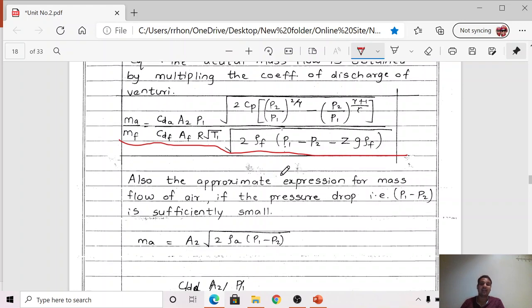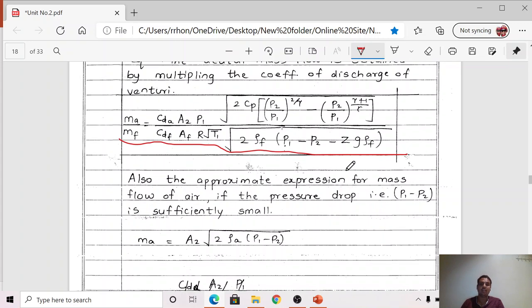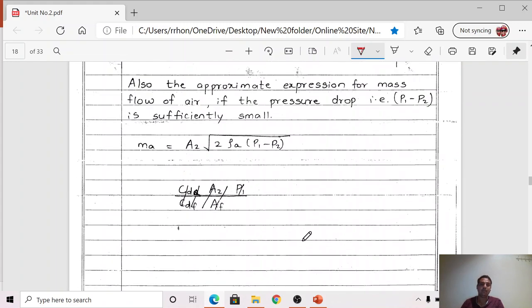So finally, the approximate expression for mass flow of air: if the pressure drop, that is P1 minus P2, is sufficiently small, then this equation becomes mass of air equal to A2 under root of 2 rho A into P1 minus P2. So here is the end of this particular derivation.